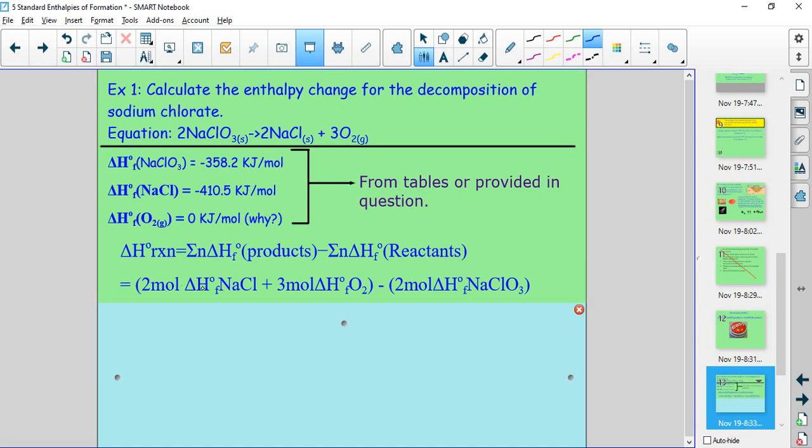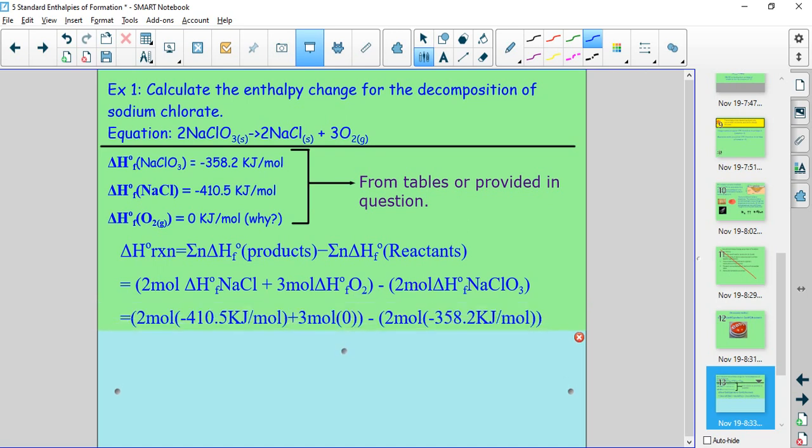So 2 moles of the heat of formation of sodium chloride, 3 of oxygen, but of course that's 0, but I'm just writing it because we need to, minus then your reactant, right? 2 moles of sodium chlorate. Okay, plug in your values like you did in grade 9. Plug them all in. You'll notice that mole cancels out, right? This is on the outside here, so mole cancels out. 2 moles here, mole cancels out, and you do a little bit of calculations in your calculator, some pretty simple math there, and we get minus 104.6 kilojoules is your answer, and you're set.